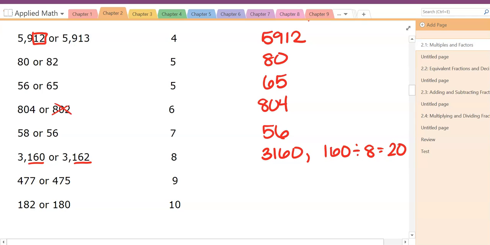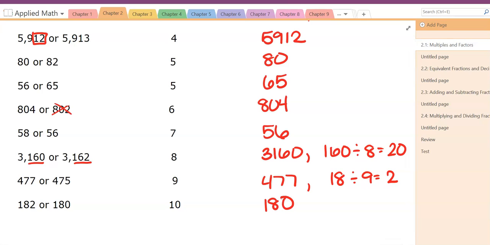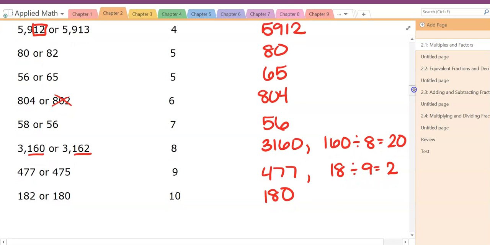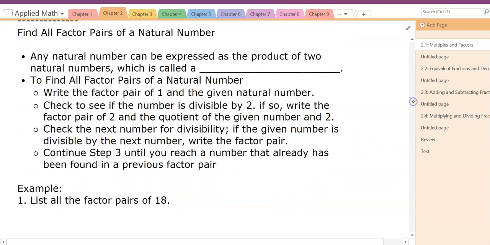Okay. For number 9. No. 477. Again, you've got to add those up. If you add those together, you get 18. 18 divided by 9 is going to be 2. And the last one should be 180. Okay, make sure you're using those rules because it really does make it a lot faster instead of just guessing and checking. Okay, let's talk about finding factors now because dividing is how we get into our factors.